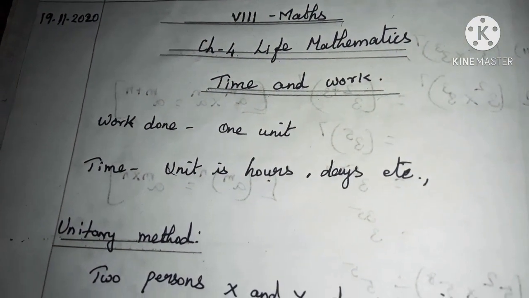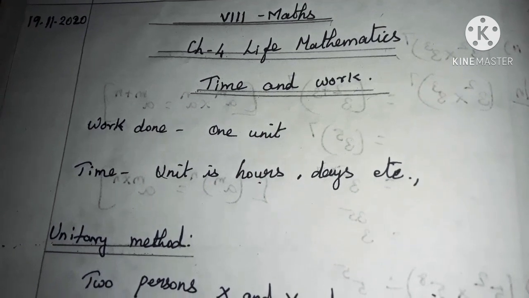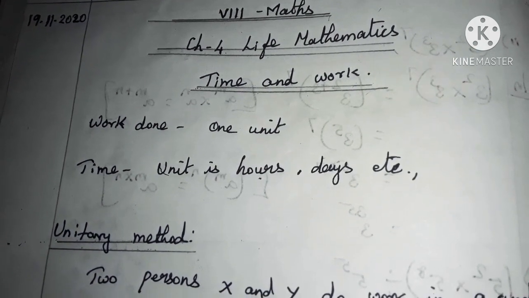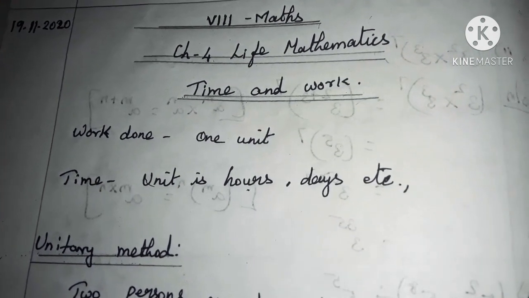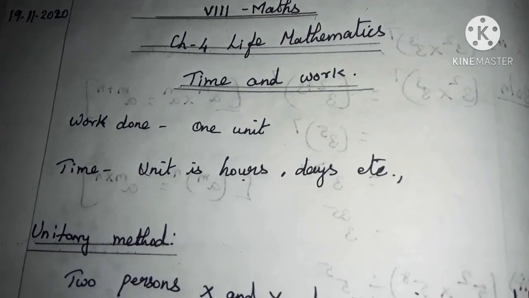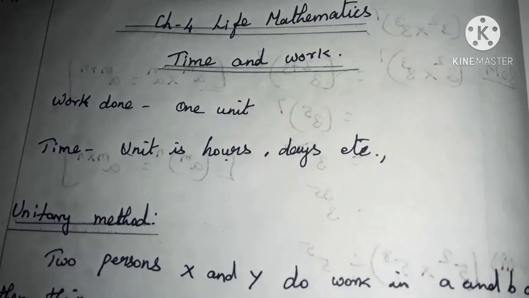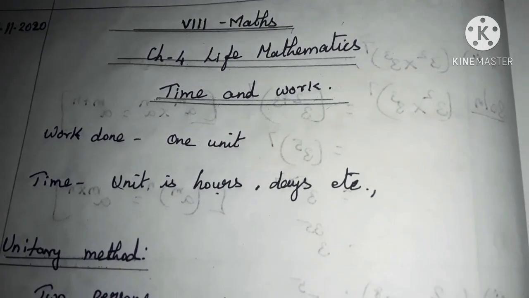Good morning, students. In the previous section, we learned to find out the compound variation. Today, we are going to see about time and work from chapter 4, Life Mathematics. Work to be done is usually considered as one unit.